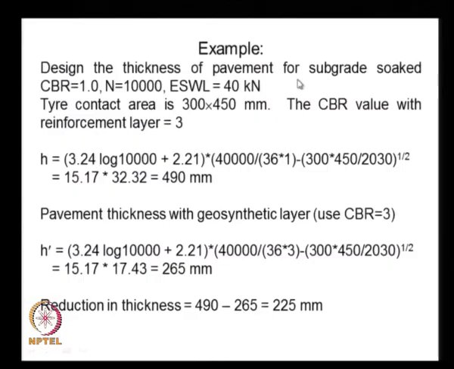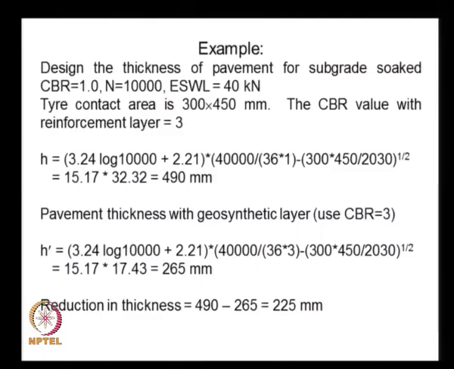Design the thickness of pavement for a soaked subgrade CBR value of 1, and the number of load repetitions is 10,000, and the equivalent wheel load is 40 kilonewtons, and the tire contact area is 300 by 450 millimeters, and the CBR value from the modified test by introducing the reinforcement layer is 3.